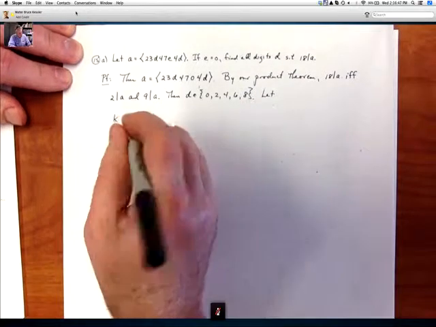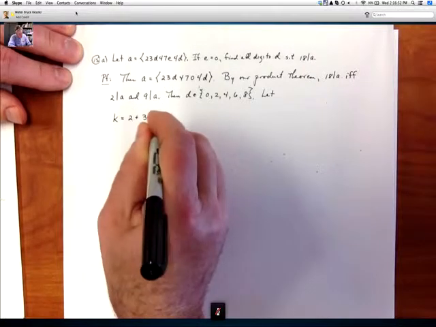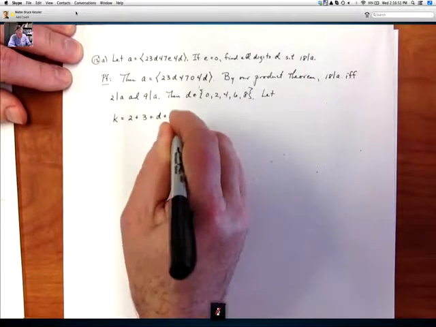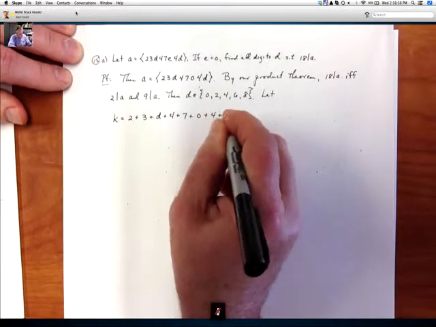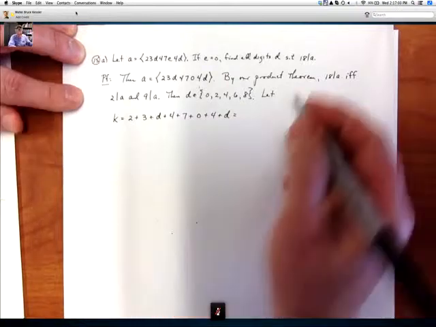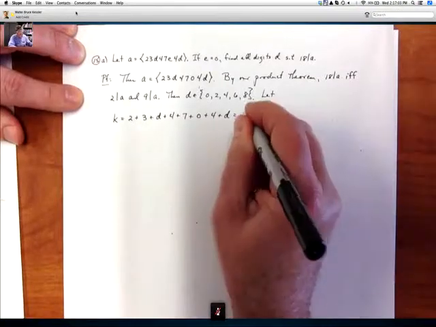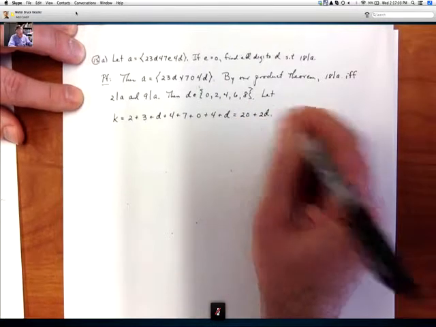There's no K floating around, so let me let K be the sum of the digits. So this is 2 plus 3 plus D plus 4 plus 7 plus 0 plus 4 plus D, which, okay, 5, 9, 16, 20. Yep, that's what I got. 20 plus, and then I got 2 D's.